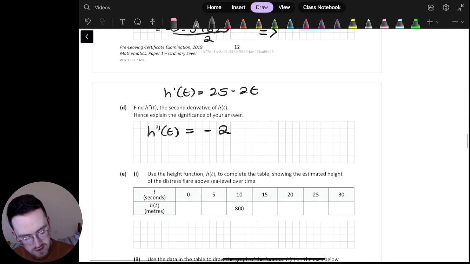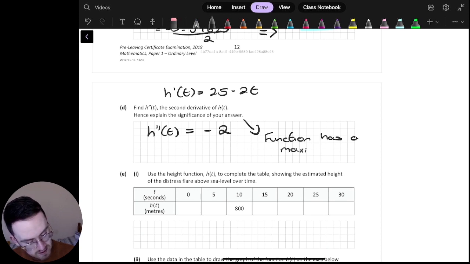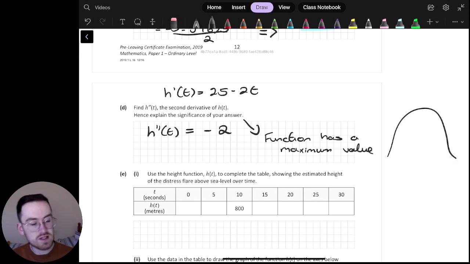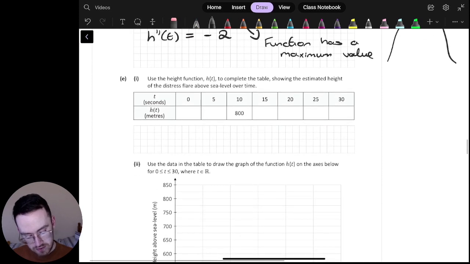What's the significance of my answer? Well, that's going to mean that the function has a maximum value. And does that make sense? It does make sense. Because if we think of the shape of the graph, we said it looks something like that. It goes up to a highest point and comes back down. If you think of it again, you're shooting a rocket. It should have a highest point that it would reach.